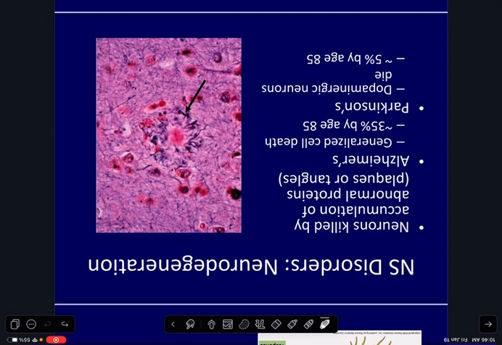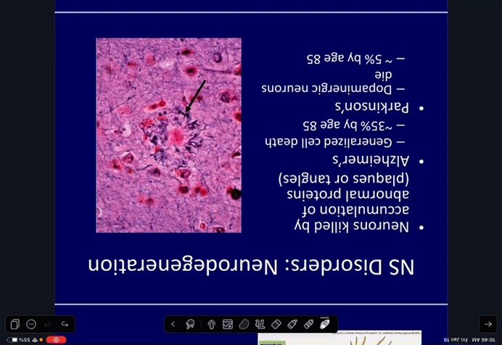And of course, that affects things like memory, motion, all sorts of things like that. And eventually, of course, it kills enough of the brain cells that basic functions like heartbeat and respiration don't work. It's fatal. Parkinson's disease is a little bit different. Parkinson's disease is neurodegenerative, but it focuses on dopaminergic neurons.